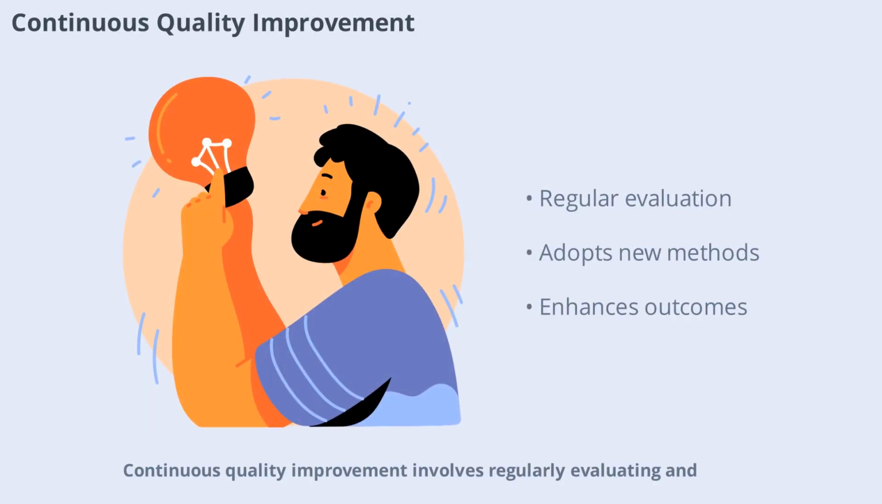Continuous quality improvement involves regularly evaluating and refining research processes to enhance efficiency and outcomes. This may include updating protocols, adopting new technologies, or incorporating feedback from previous studies. Ongoing improvement ensures that biomedical research remains relevant and impactful.